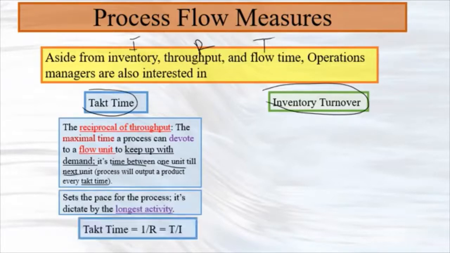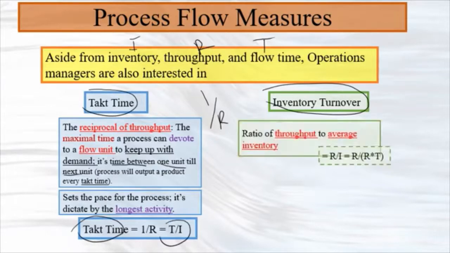And that takt time works out to be 1 over R. So it's the reciprocal of R. Whatever R is, if you take the inverse of it, you're going to get takt time. And if you substitute this into Little's law equation, then we're going to get takt time equal to T over I.